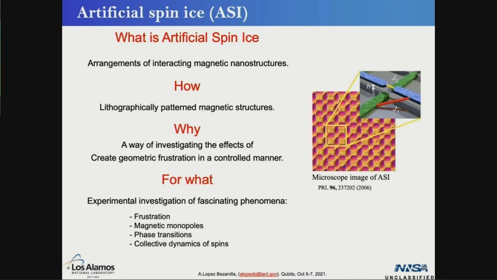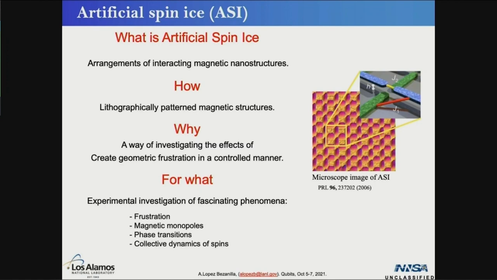So we have ice, we have spins. Now it's artificial because it is made by experimental teams. This is a way to control geometric frustration and explore a lot of fascinating phenomena. So we have not only frustration, we have also phase transitions. We have dynamics of spins moving in a given way under external physical stimuli, and we can also study magnetic monopoles.